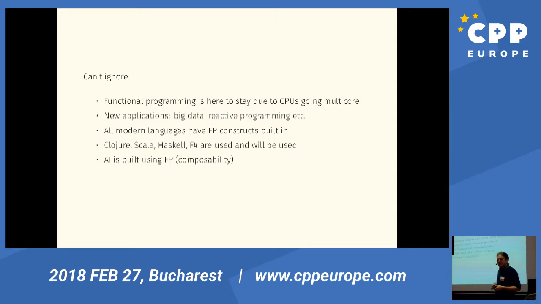Now, of course, functional programming is now everywhere. All modern languages have this, C++ has this, no reason not to use it, and we can't really ignore it. And there are new applications like on big data. Like there was a big MapReduce thing at Google a few years ago. Reactive programming is basically functional programming at a higher level, reorganized. And if you want to go into things like artificial intelligence, that's where composability is fairly useful.